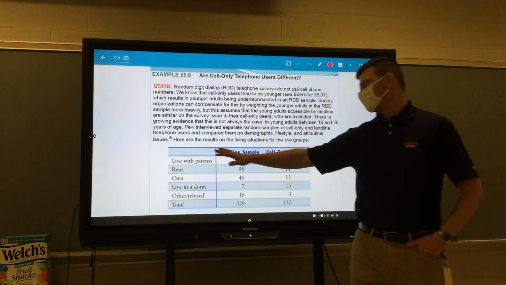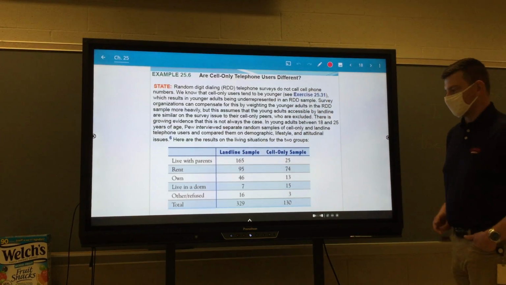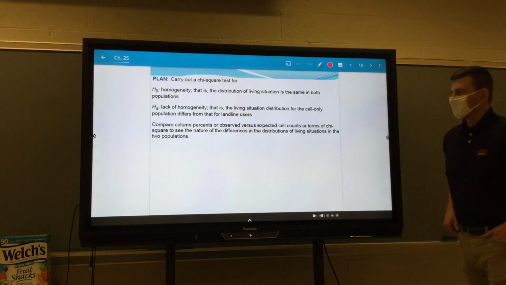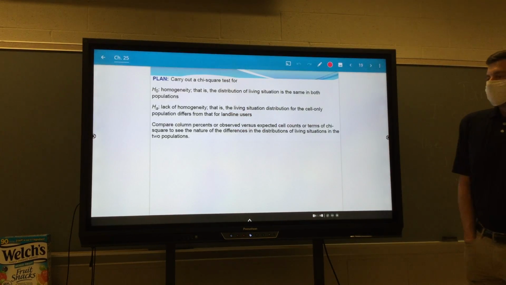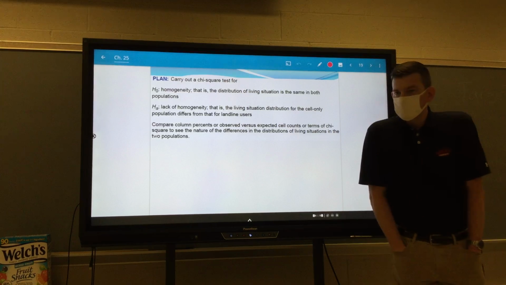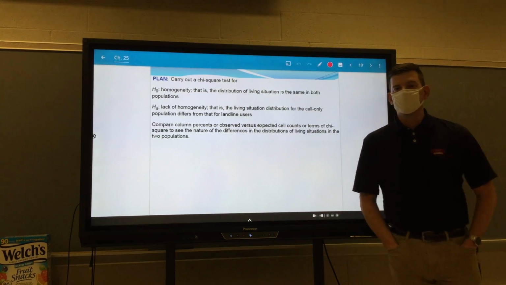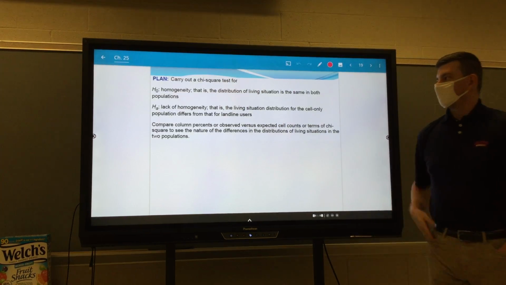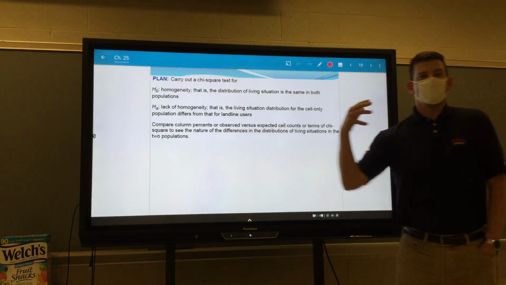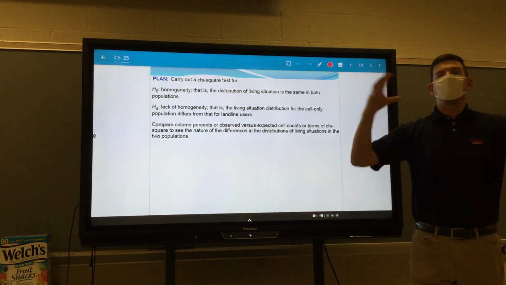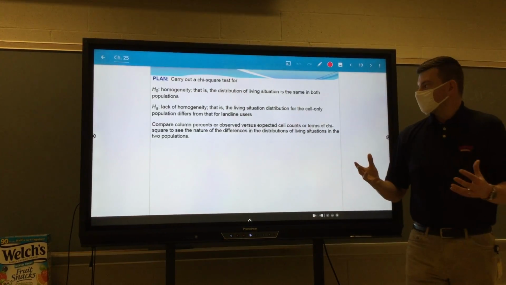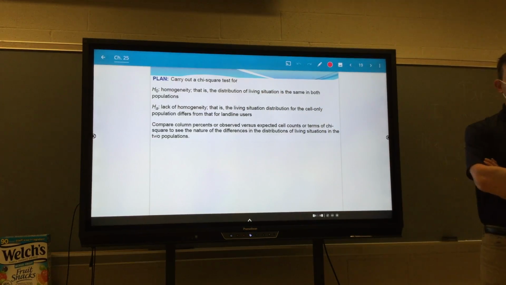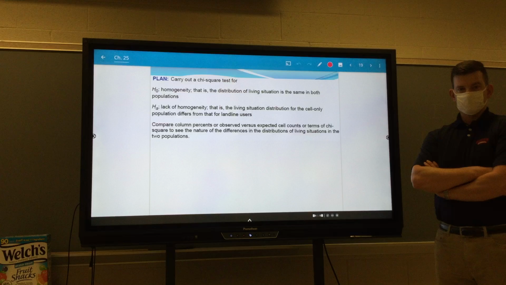And the living situation: parents, rent, own, live in a dorm, other, or refused to answer. Now, our hypotheses are still pretty much the same. We're doing this chi-square test for homogeneity. So the null is that they are homogeneous. They are from the same population. The distribution of living situation is the same in both populations.